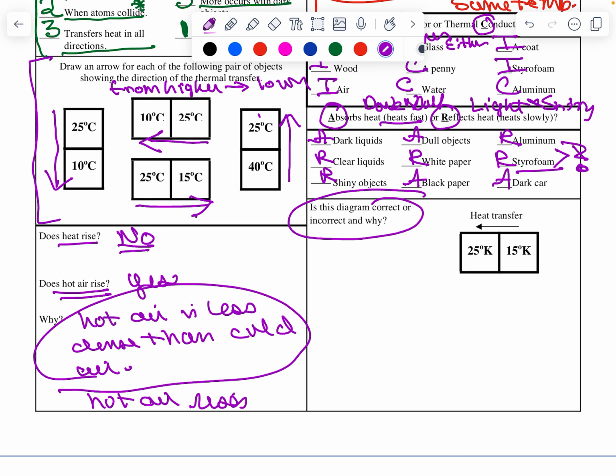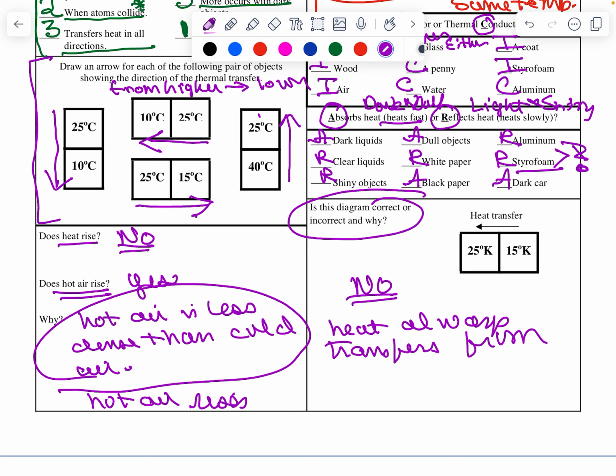Then we're going to talk: is this diagram correct or not? No, it is not correct. And we know that because heat always transfers from warmer to cooler temperatures. It always does a transfer from warmer to cooler temperatures.